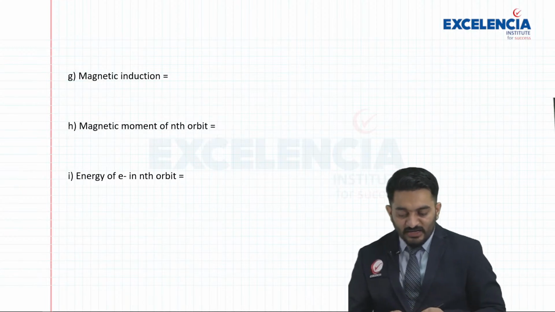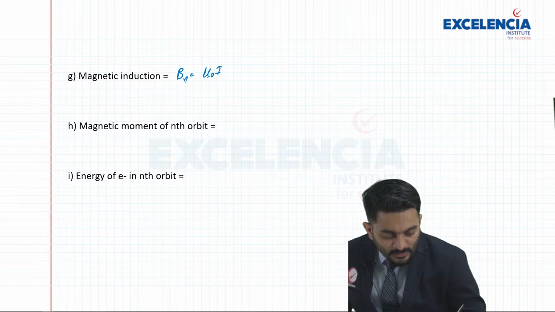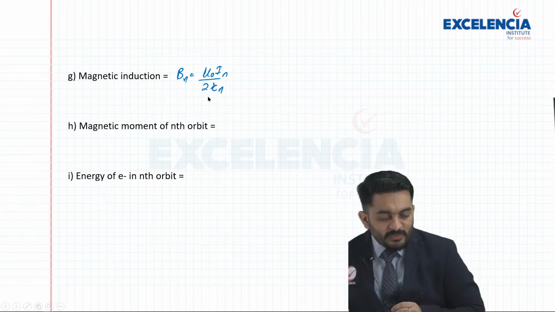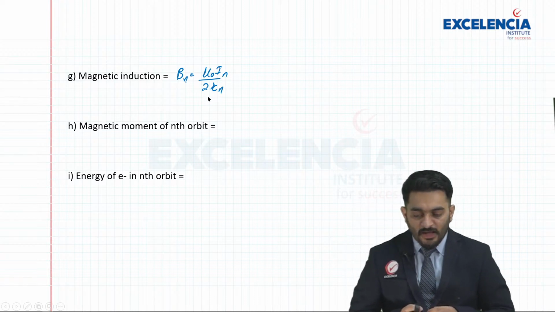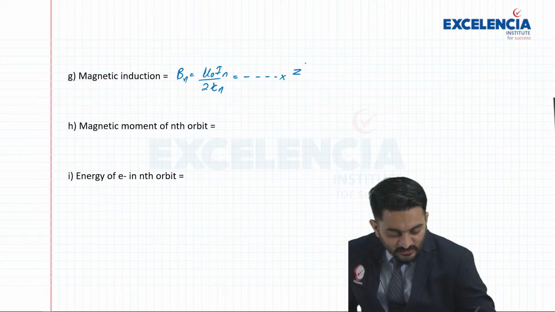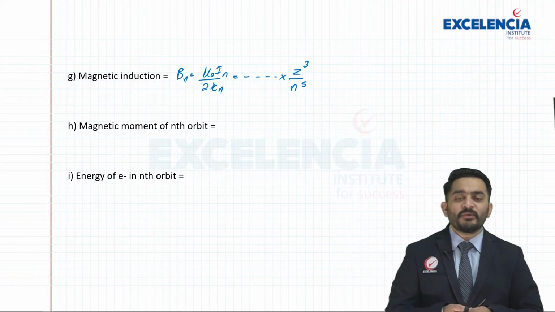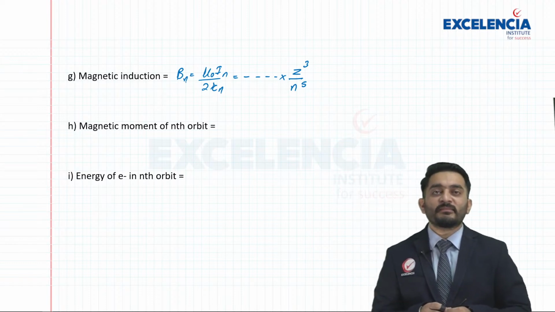Now, when we talk about magnetic induction, I hope you remember that magnetic induction is mu naught I over 2r, but as we are talking about nth orbit, I will introduce the subscripts In and rn. Here in this case you can see In has also been calculated, rn has also been calculated. We are only interested in the relation of atomic number and the orbit number, which is going to come out this way. So there should be no problem in relating directly how exactly the magnetic induction will depend on them.